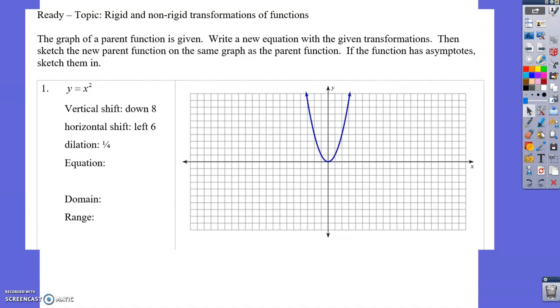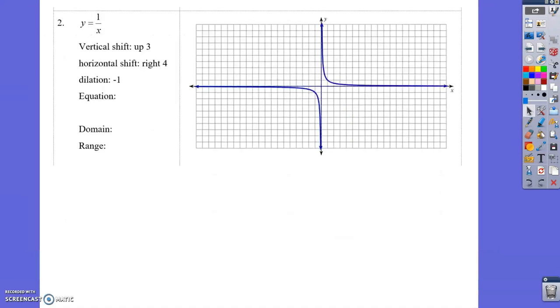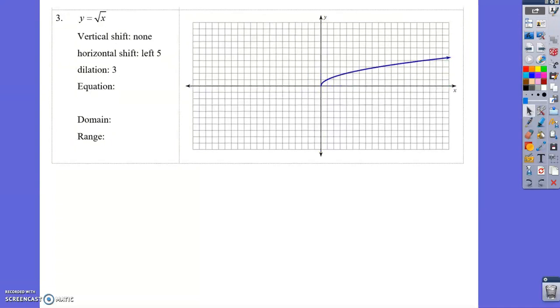So we've got 1 through 4 here. This is number 1 with x squared. I'm not going to do this one. This is 1 over x, which we learned in unit 4. I'm not going to do this one either. We get a shift right, a shift right, and a shift up, and a dilation of -1, which means it has been reflected. So we can figure out with that one.